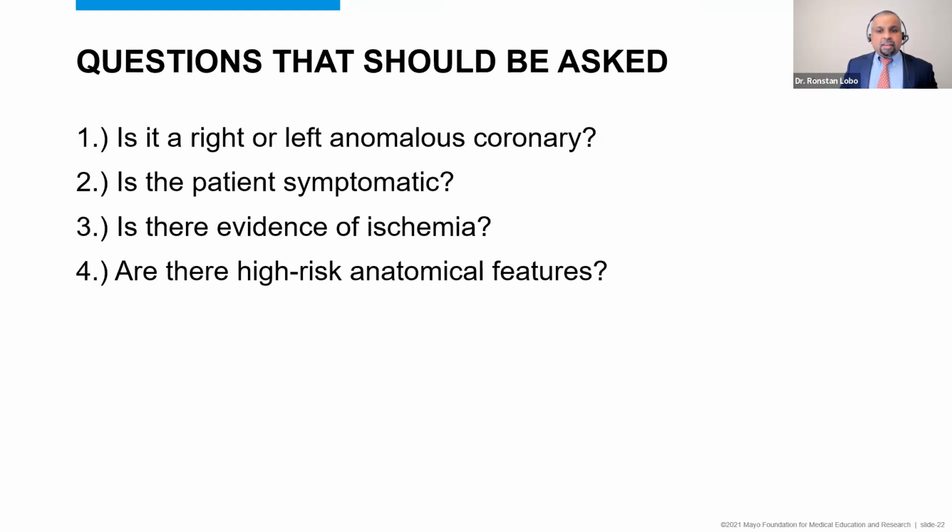So based on these factors that relate to sudden cardiac death in patients with AAO-CA, when we are assessing these patients, we need to ask 4 questions to risk stratify them. Number 1, is it a right or left anomalous coronary artery? Number 2, is the patient symptomatic? Number 3, is there evidence of ischemia? And number 4, are there any high-risk anatomical features?